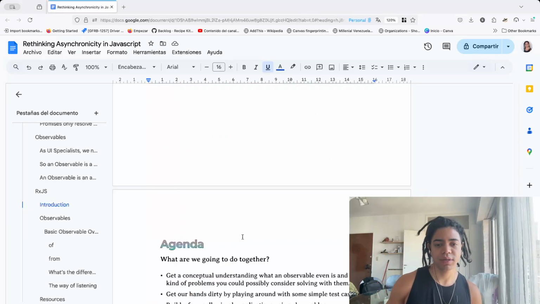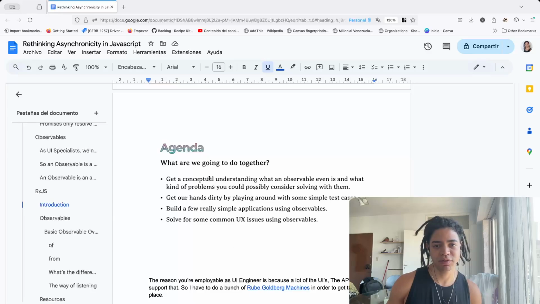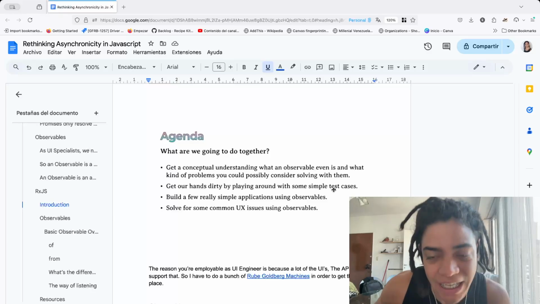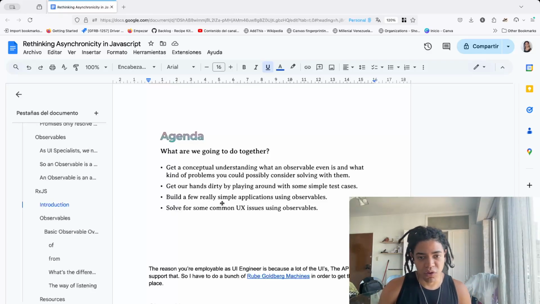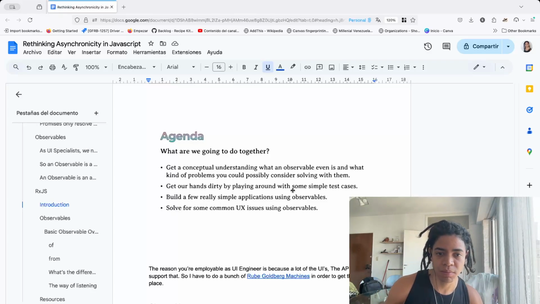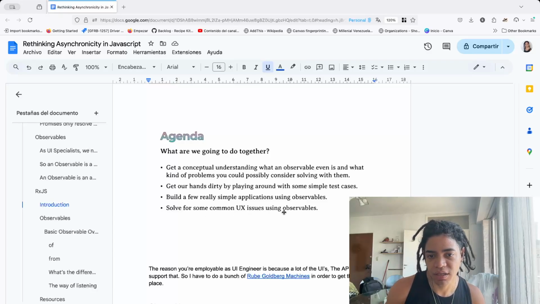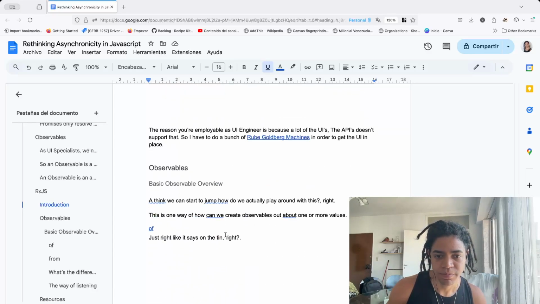All right. So this is it. The agenda here is what we're going to do together. Get a conceptual understanding of what observables even are and what kind of problems you could consider solving with them. Get our hands dirty by playing around with some simple test cases. Build a few really simple applications using observables, and solve for some common UX and UI problems using observables.